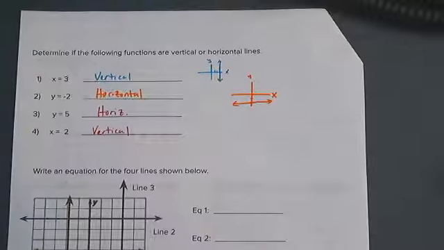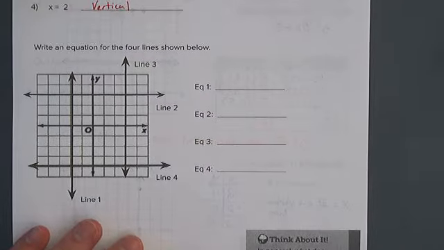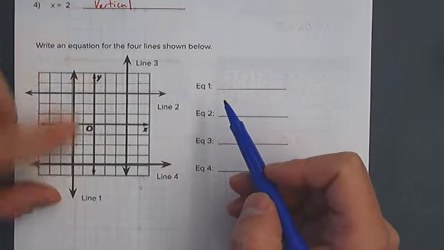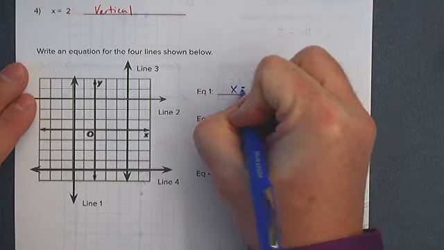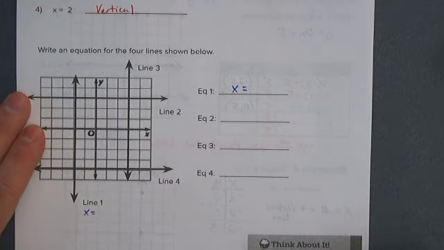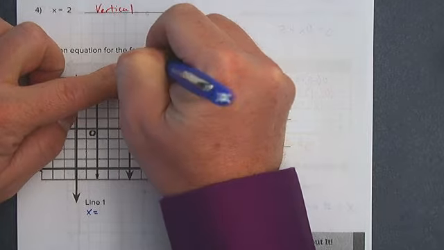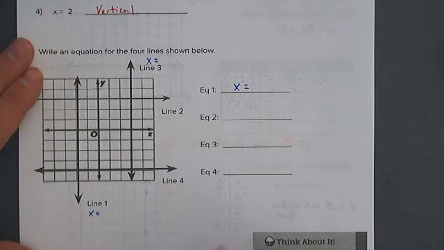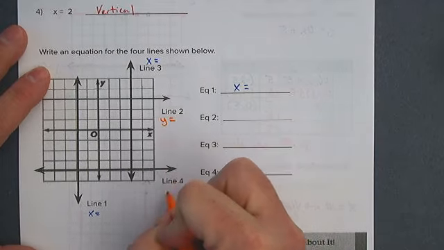So now if we talk about the equations on the bottom. Line 1 is a vertical line. So remember, vertical lines are going to be in the form of x equals. Let me put it down here too. That means line 3 is a vertical line, so it's got to be x equals. Whereas lines 2 and 4 are horizontal lines, so those are in the form of y equals.